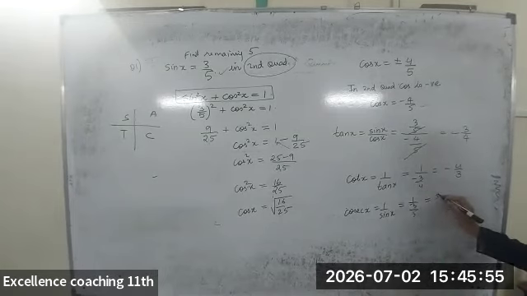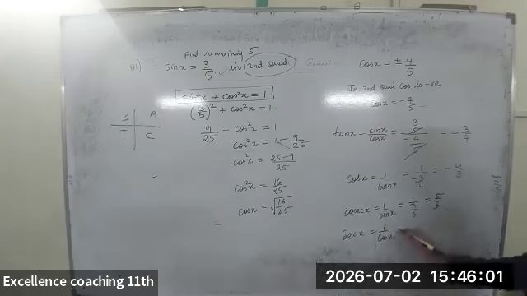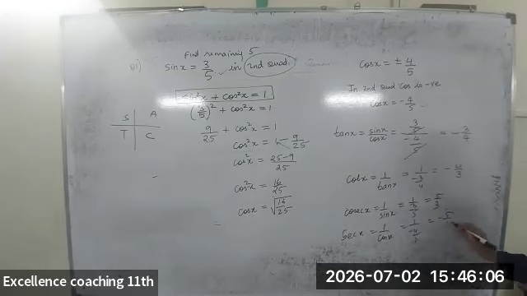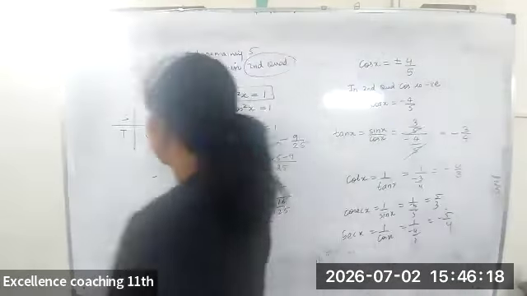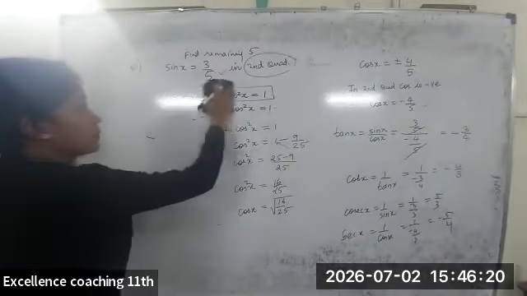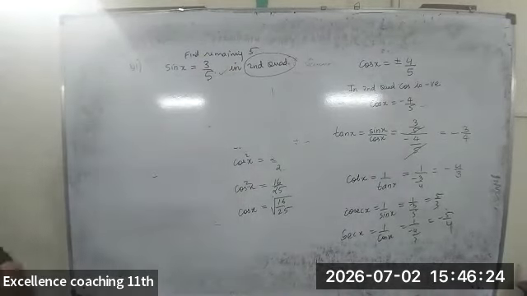Directly 5 by 3, and sec is minus 5 by 3. So this is how we find all the remaining trigonometric functions using identities. So this is one method. Everybody understood this identity? Okay.